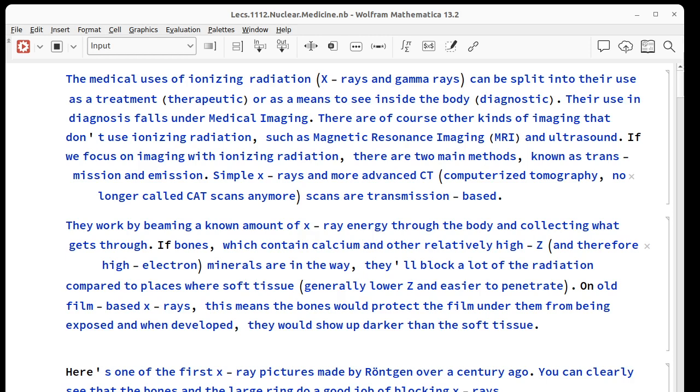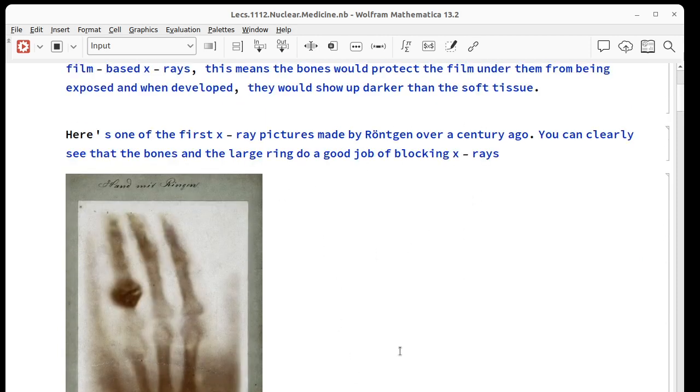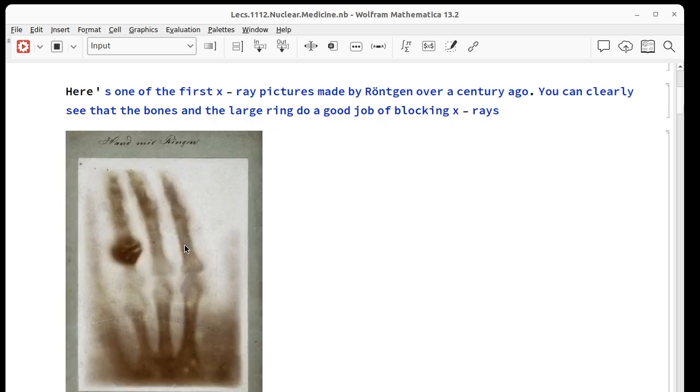And that's compared to places where you have soft tissue, which is usually lower atomic number and easier to get an X ray through. On film based X rays, that means the bones are sort of protecting the film from being exposed, and then when developed, they show up dark. Here's one of the world's first X ray pictures, made by Roentgen more than 100 years ago. You can see the bones in the hand very clearly, and you can also see a ring on the hand. Those are all doing a good job blocking X rays.